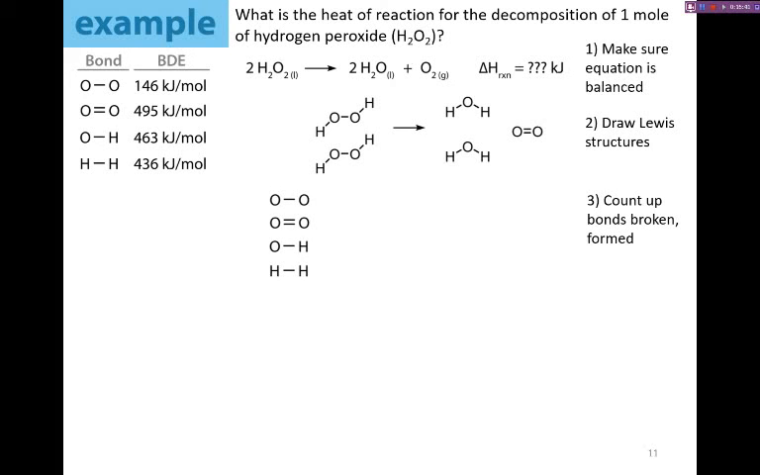So for each bond type, we see that we're going to break 2 oxygen-oxygen single bonds and none on the right. We don't form any. So we have a net of 2 broken. Oxygen-oxygen double bonds, we have none that are broken, but 1 that's formed. Oxygen-hydrogen, we break 4 on the left, and we form 4 on the right, so there's no change. For hydrogen-hydrogen, none are broken and none are formed. So that means our net is going to be 2 broken oxygen bonds and 1 formed oxygen double bond.